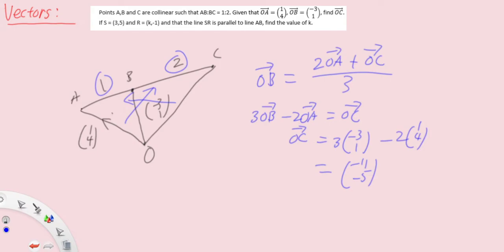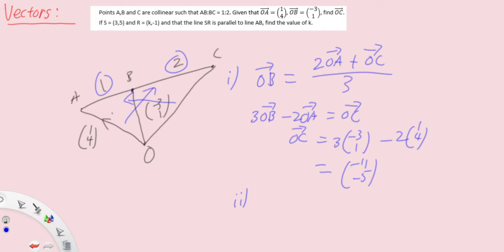Now, we have two other points. S is (3, 5). R is (K, -1), where K is a real value. And we are told that the line SR is parallel to line AB. So I think it's quite simple. Let's say we name this part 1 and now we have this part as part 2. Since we know that SR is parallel to line AB, the vector SR must be a multiple of the vector AB.